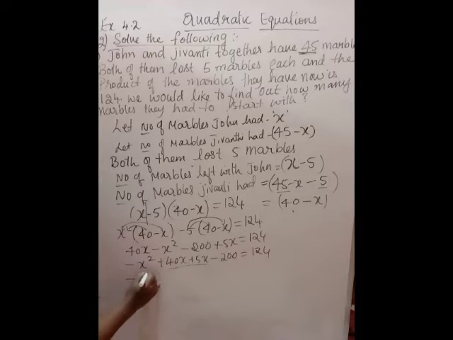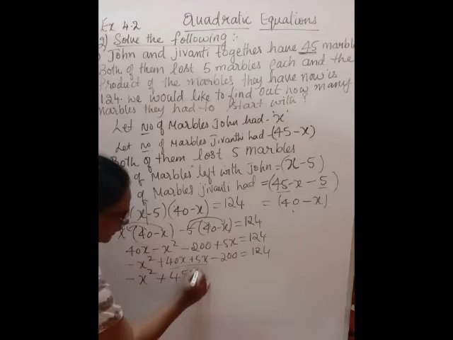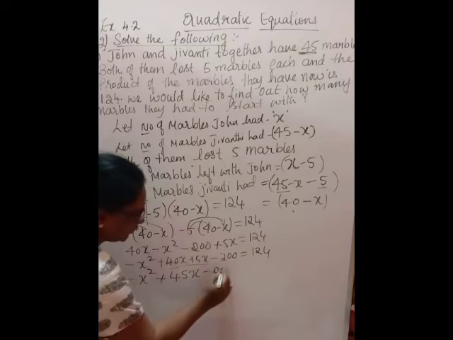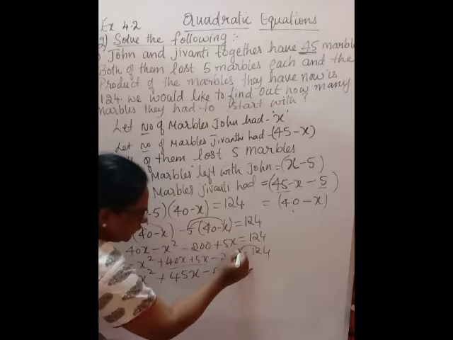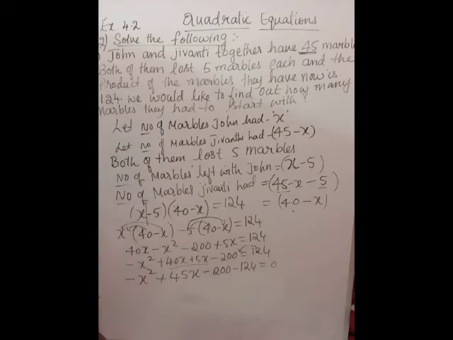Now I write this as minus x square plus 45x minus 200. If you shift this here, that becomes minus 124 equal to 0. Okay, next.